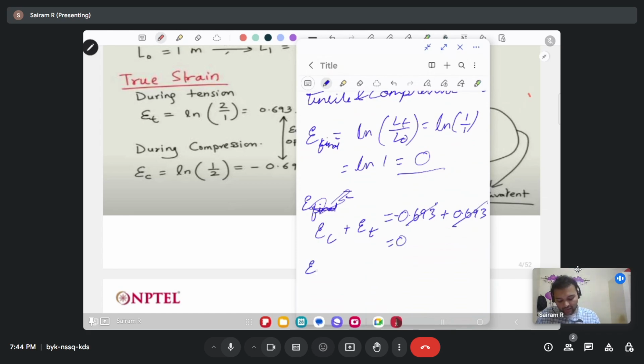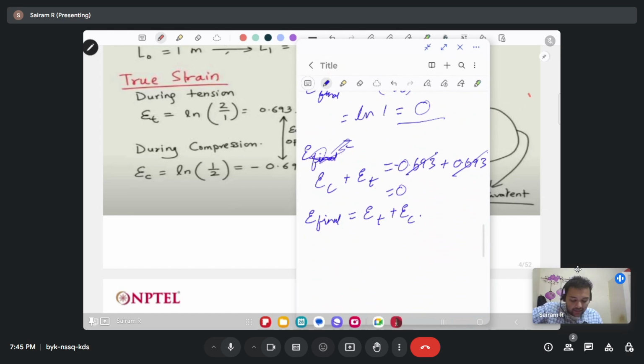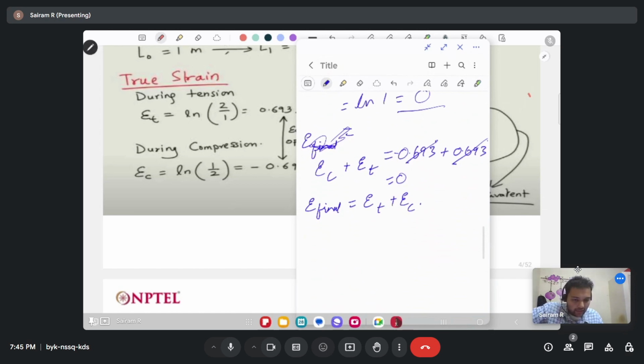So epsilon final equals epsilon T plus epsilon C. As we know, this is additive in nature. This follows the rule of additivity.